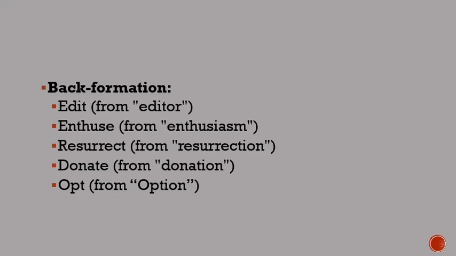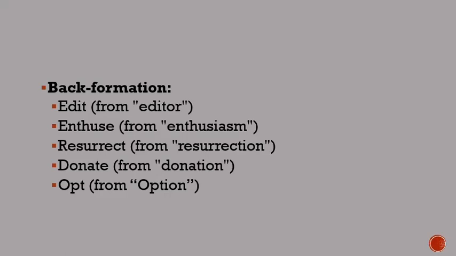The next one is enthuse from enthusiasm. From the word enthusiasm, we cut down a bit of letters, and then we get the new word enthuse. In a similar way, from the word resurrection, we get the new word resurrect. And from the word donation, we get the word donate. And option gives us the word opt. So this is back formation.